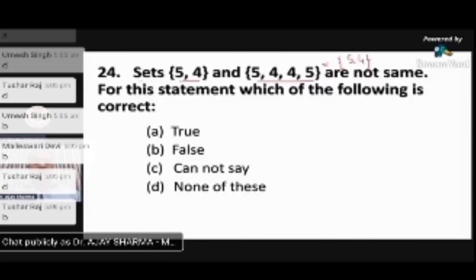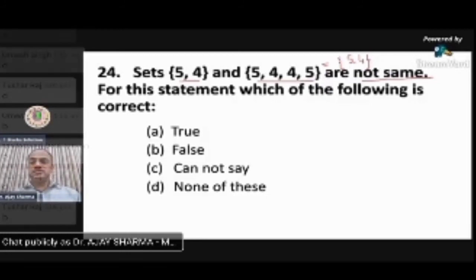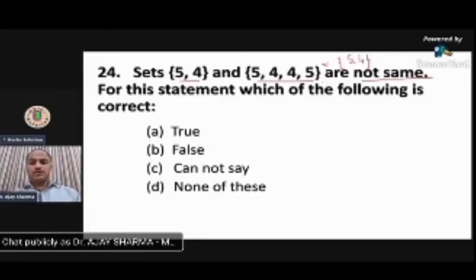The statement says these sets are not the same. But look, they have exactly the same elements, 5 and 4. The statement says they are not the same, so the statement is false. Option B is correct.